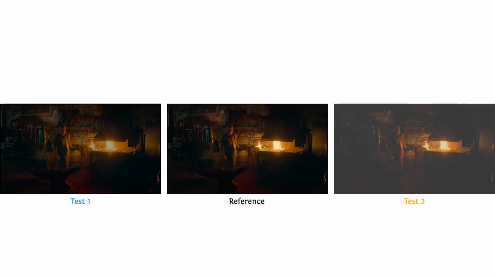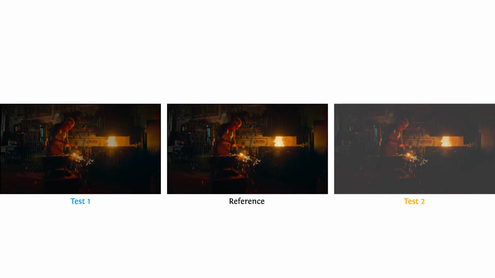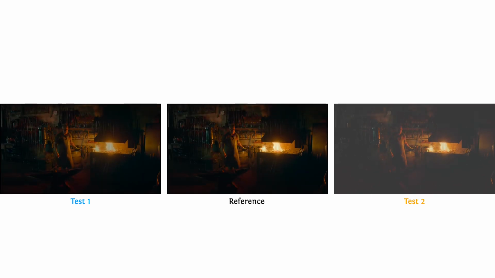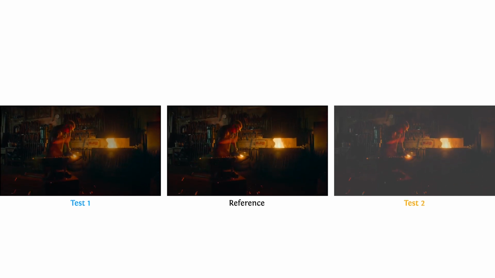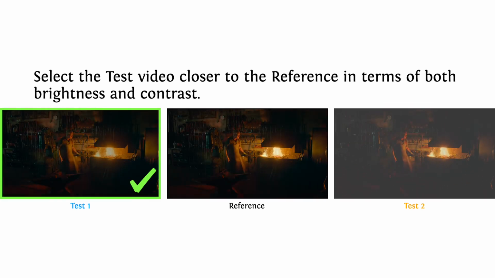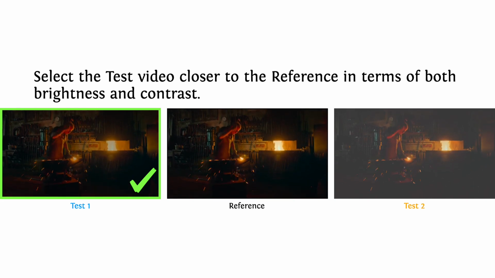During each trial of the study, we showed users 3 videos on our haploscope. The reference video mapped to 1000 nits peak luminance and 1,000,000 to 1 contrast, and 2 test videos with reduced dynamic range. Participants were asked to select a test video closer to the reference in terms of both brightness and contrast.